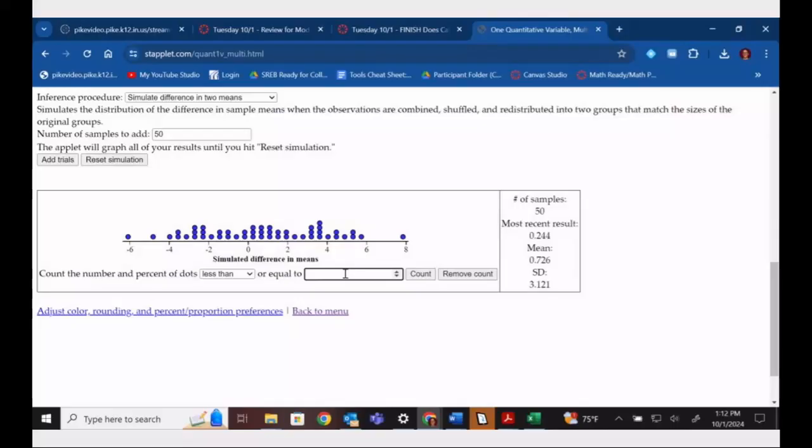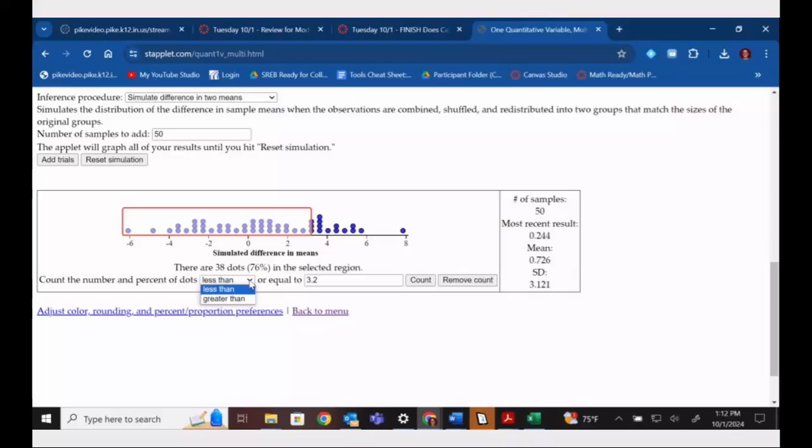What was our difference in simulated, or our difference in means? 3.2 was our difference. I'm curious how many in the simulations that they ran had a difference of 3.2 or more. Oh, I didn't want less than, I wanted greater than. There we go.